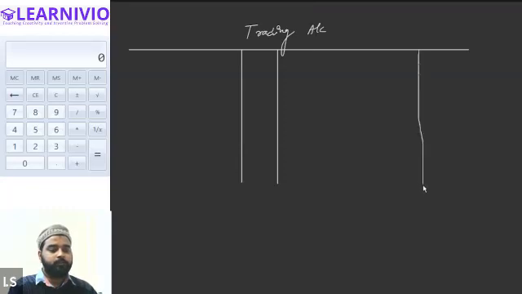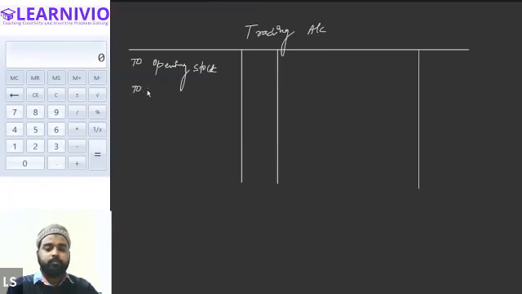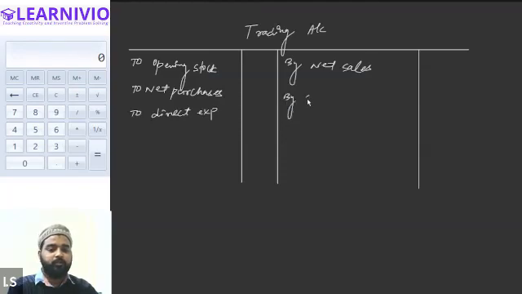So this is how the trading account is formed. In the trading account, what are the various items that we record? We record the value of the opening stock on the debit side, then net purchases on the debit side. Other than purchases, we also write down the value of the expenses. All the direct expenses are recorded on the debit side of the trading account. And on the credit side, we write down the value of the net sales, that is, sales after adjusting the sales return. Then we also write down the value of the closing stock. Primarily, all these items are recorded in the trading account.